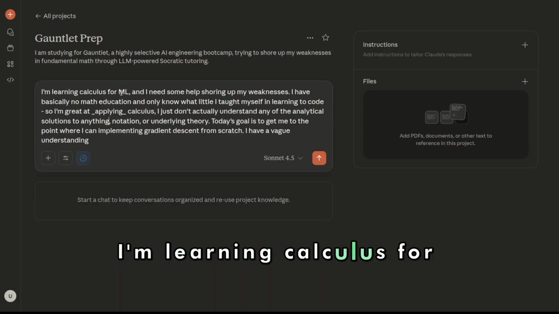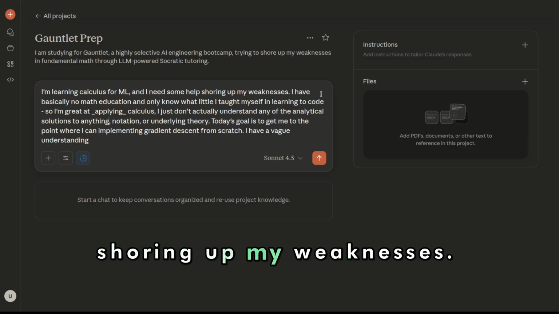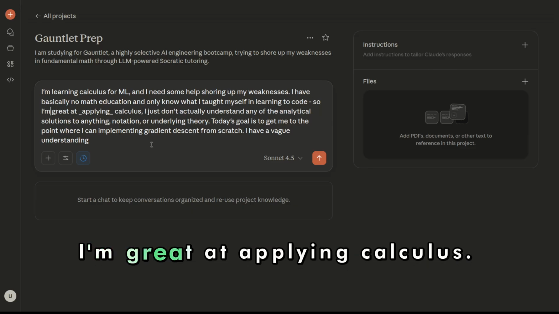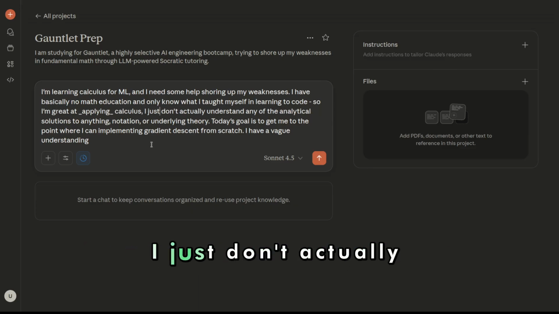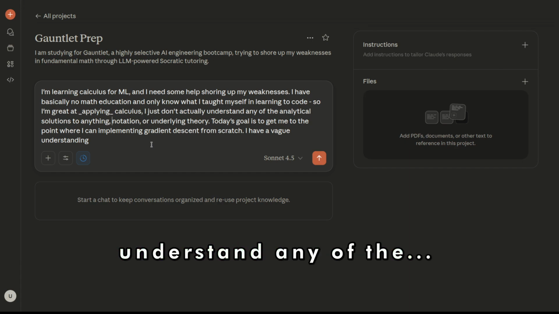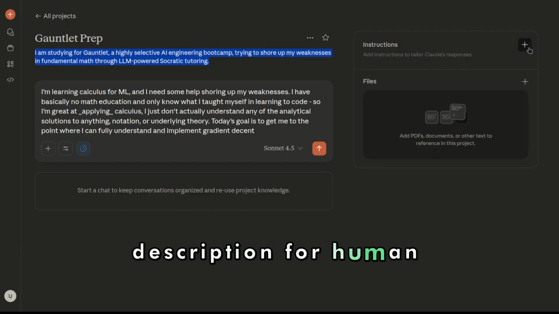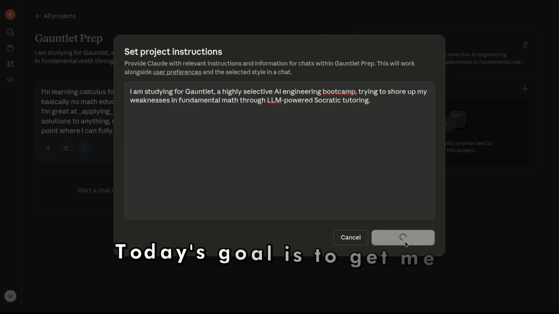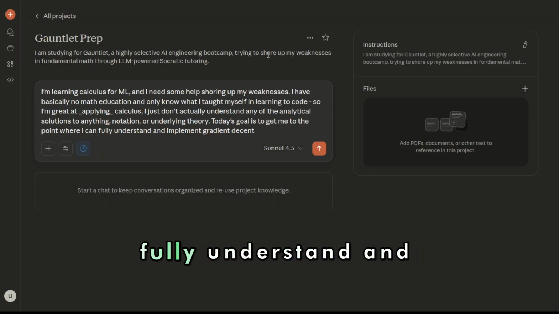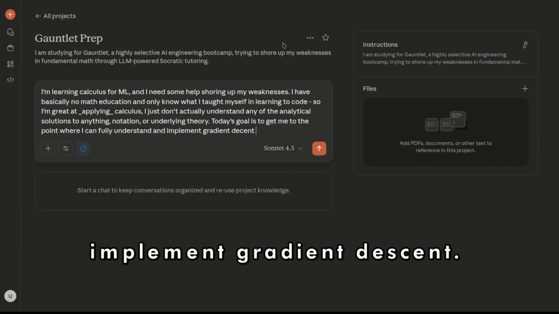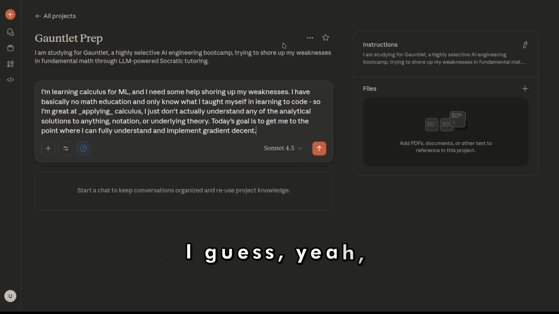I'm learning calculus for ML, and I need some help shoring up my weaknesses. I'm great at applying calculus. I just don't actually understand any of the analytical solutions to anything, notation, or underlying theory. This is just the description for human consumption. Today's goal is to get me to the point where I can fully understand and implement gradient descent. I guess that's the prompt.